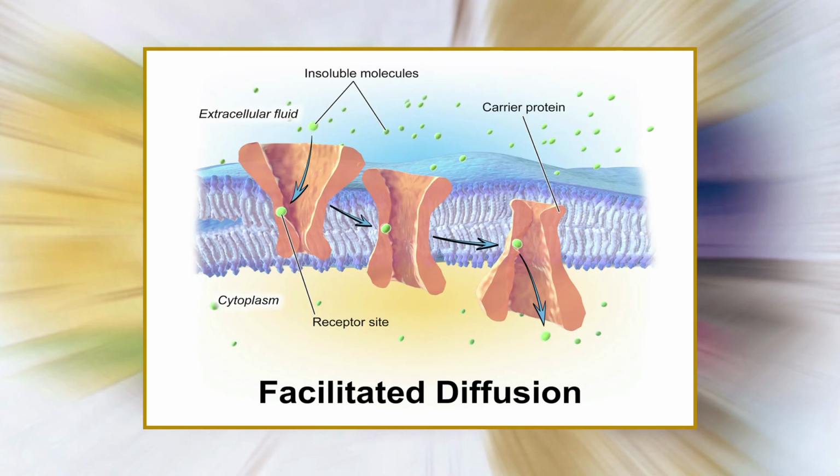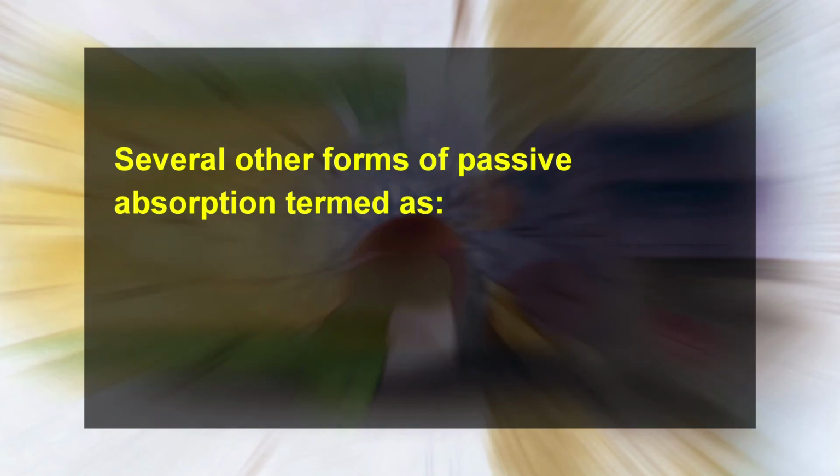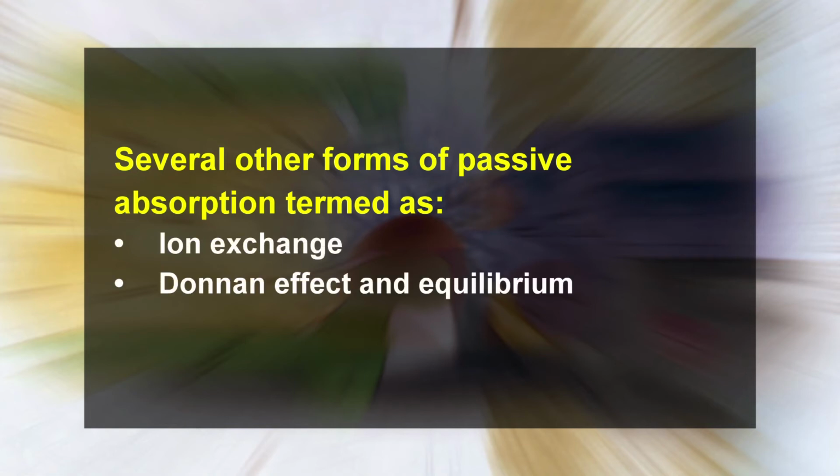If accumulation of minerals is to occur, the inwardly diffusing materials must be immobilized so that they stop exerting chemical or electrochemical potential. Several other forms of passive absorption are termed as ion exchange, as we have discussed above, Donnan equilibrium, and mass flow of ions. First, Donnan equilibrium. The Donnan equilibrium theory takes into account the situation in which there are present on one side of the membrane certain non-diffusible ions.